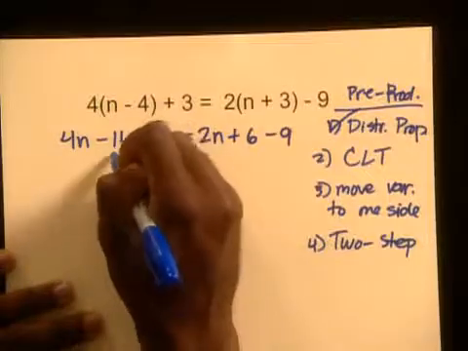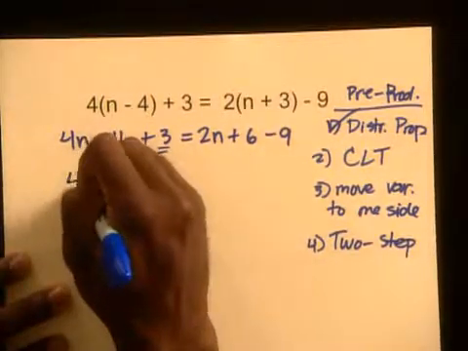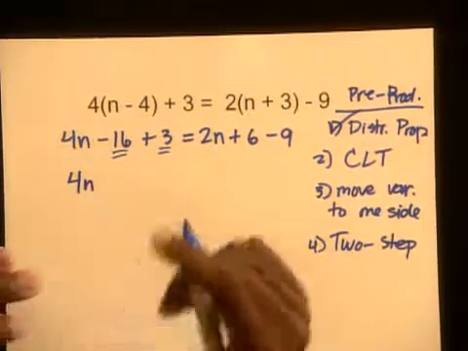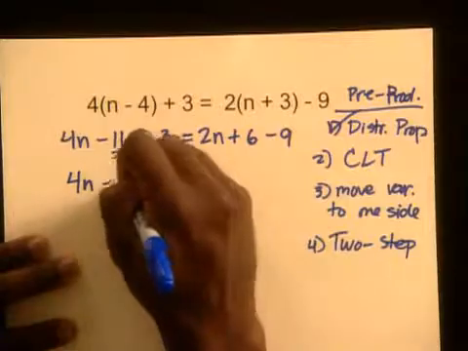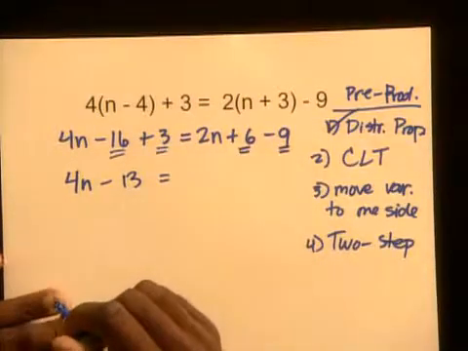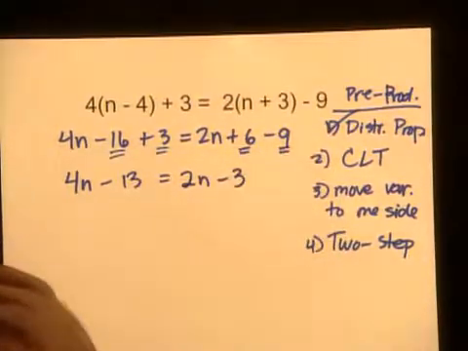The next step is to combine like terms. Okay, I see a number here and a number here on the left. So we'll bring down the 4n since it's not like those other numbers, all right? So we have negative 16 plus 3, which is a negative 13. We're done with the left side. On the right side, we have a 6 minus 9, which would give us a negative 3. So that'll be a 2n minus 3, all right? Okay. Combining like terms, done, all right? 2 more steps to go.